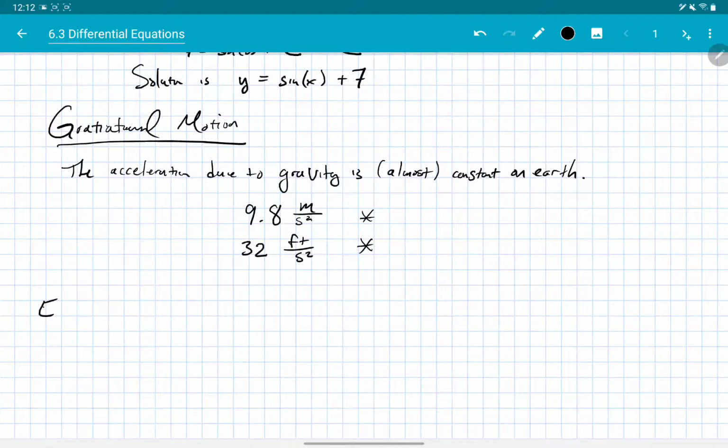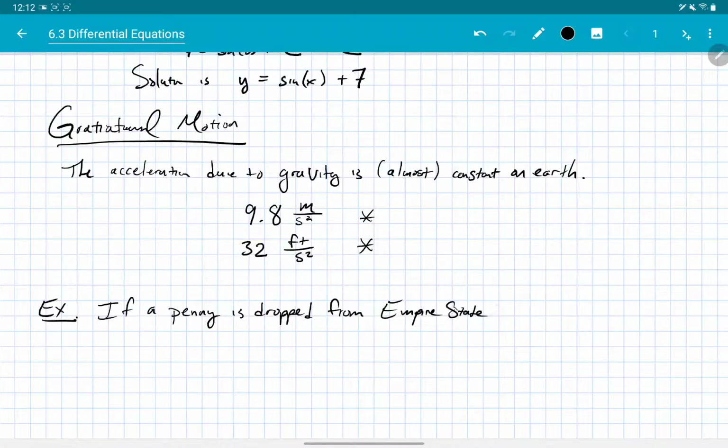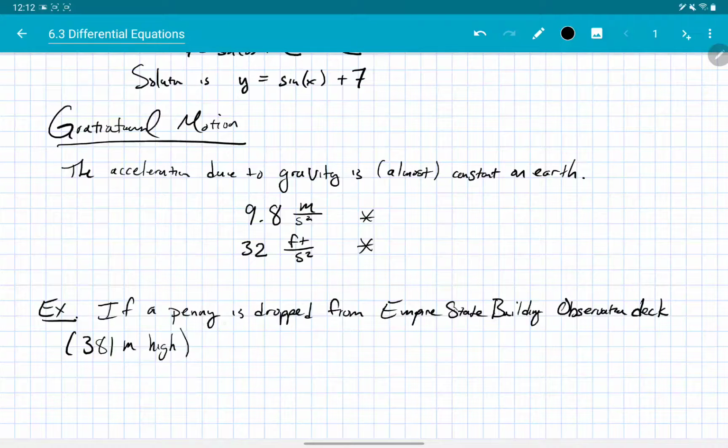So let's take a look at this problem here. If a penny is dropped from the Empire State Building observation deck, which is in actuality 381 meters high, at what speed will the penny hit the ground?